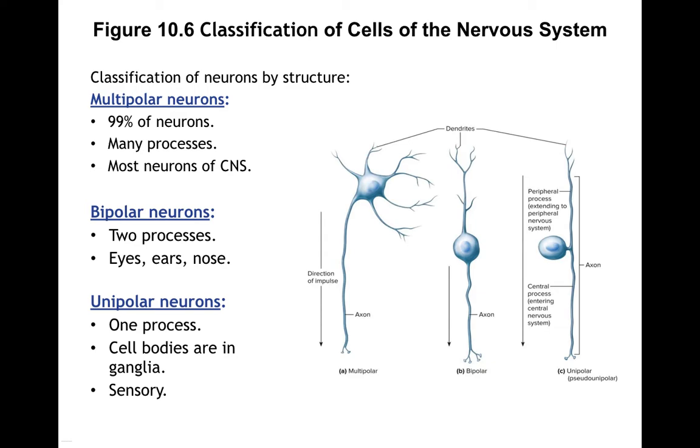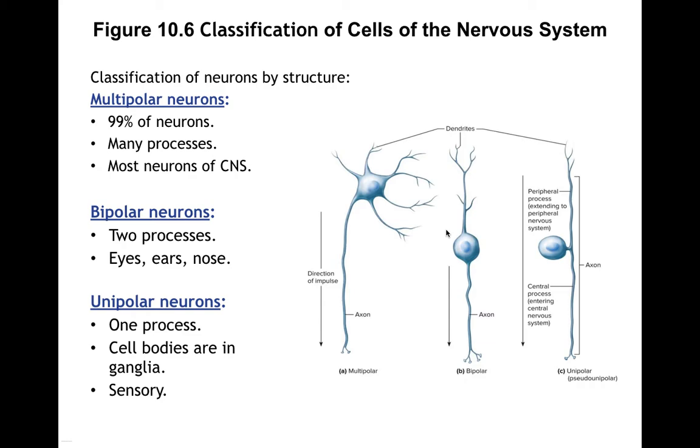Treatments involve drugs that suppress the immune activity. Neurons themselves can be classified by their structure. We have multipolar neurons, which include almost 99% of neurons. They have many processes, most of which are dendrites, and a single axon. Most of the neurons within the central nervous system are multipolar neurons. We also have bipolar neurons, which have two processes, one axon, one dendrite. And those are important in some of our special senses, like our eyes, our ears, and our nose. And then there are unipolar neurons, which have only one process.